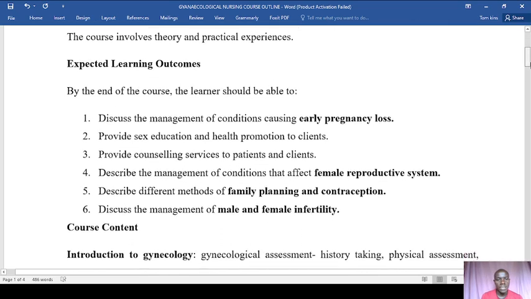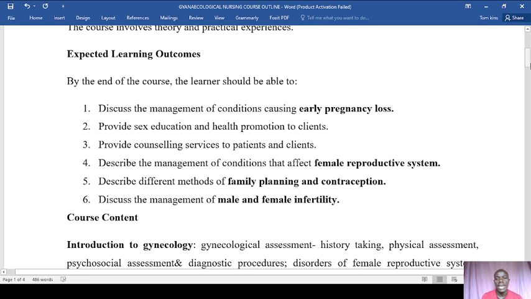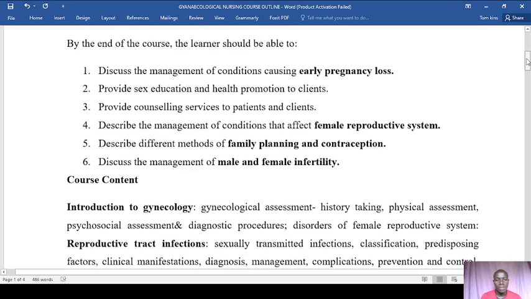The expected learning outcomes are that we expect you to be able to discuss the management of conditions causing early pregnancy loss. We also expect you to be able to provide sex education and health promotion to all the potential clients, also providing counseling services to patients and clients with these gynecological problems. You should also be able to describe the management of conditions that affect the female reproductive system. In addition, you are also supposed to be able to describe the different methods of family planning, both the natural and the conventional, and should be able to outline the advantages and disadvantages of both, and also help a patient decide on their method of choice. Lastly, you should be able to discuss the management of male and female infertility in the current century and be able to provide possible solutions for that.